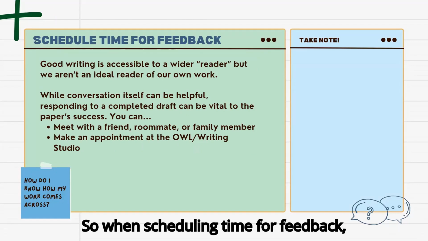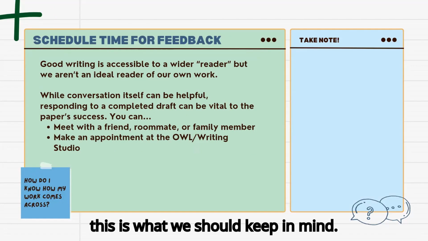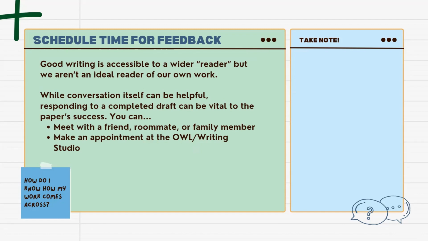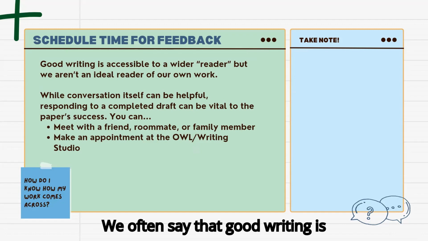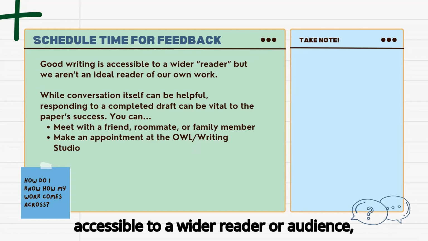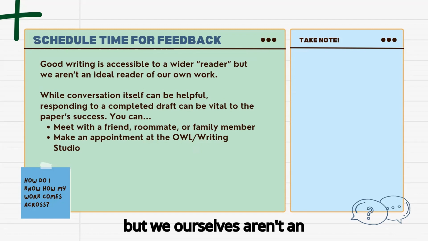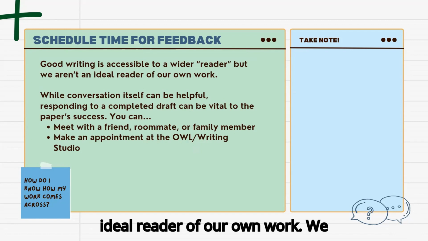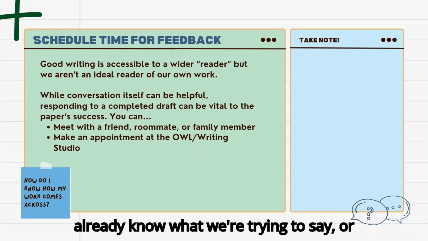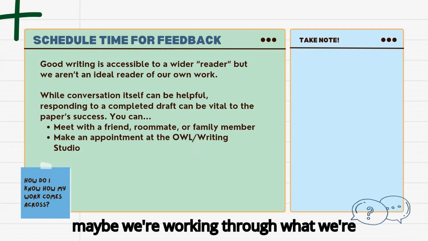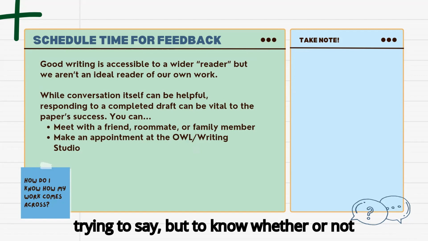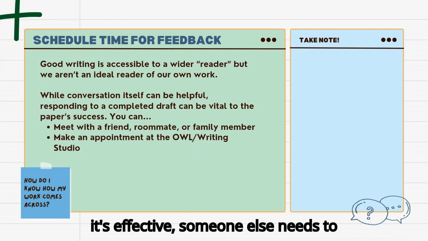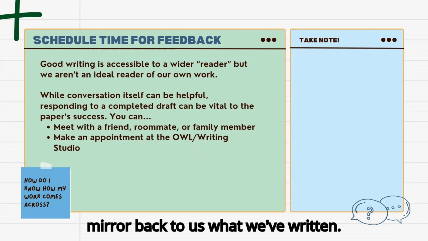So when scheduling time for feedback, this is what we should keep in mind. We often say that good writing is accessible to a wider reader or audience, but we ourselves aren't an ideal reader of our own work. We already know what we're trying to say, or maybe we're working through what we're trying to say. But to know whether or not it's effective, someone else needs to mirror back to us what we've written.